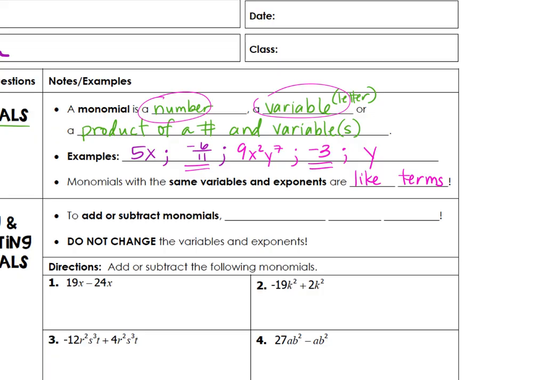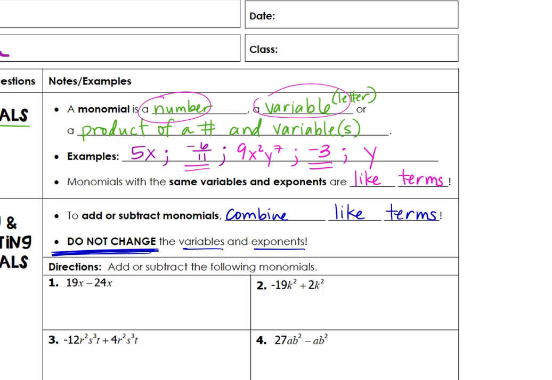Okay, what we're going to be doing with this is we're going to add or subtract monomials, and the way you do that is you just combine all of the like terms. Anything that's not like terms, you cannot combine, okay? This is the key part. This is the thing that gets done wrong the most. Don't change your variables or your exponents, okay? Your exponents are going to stay put when you're adding and subtracting.